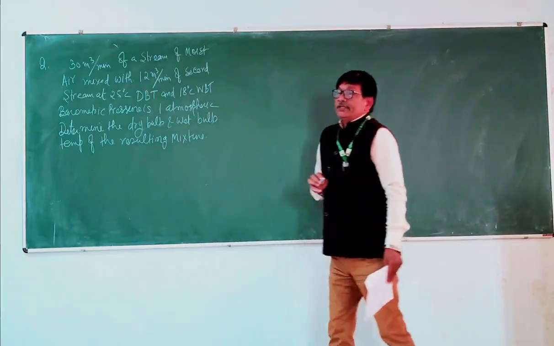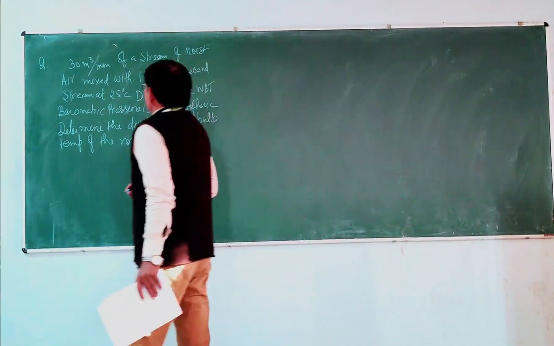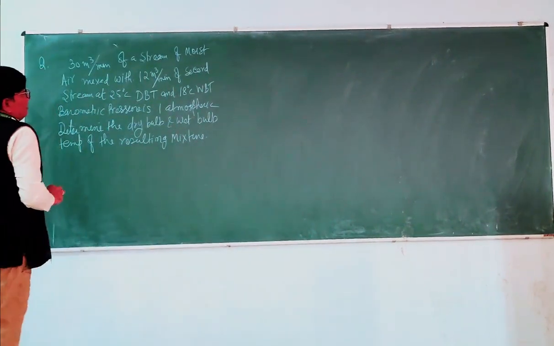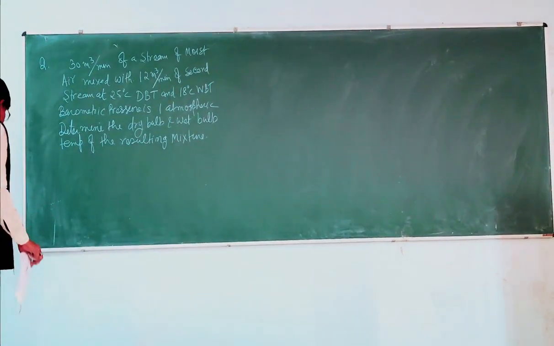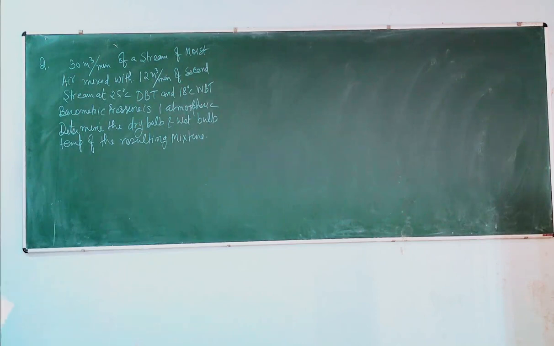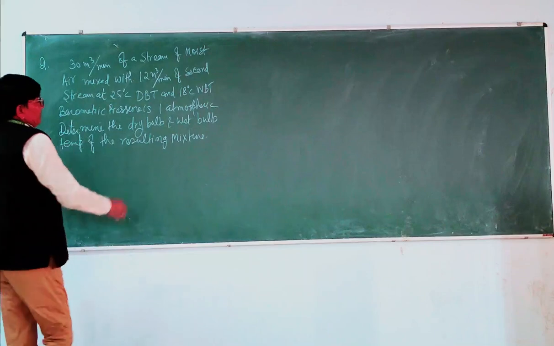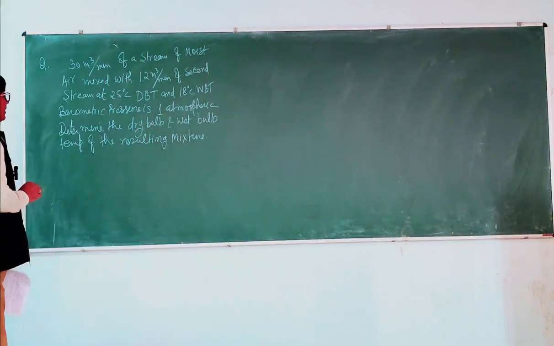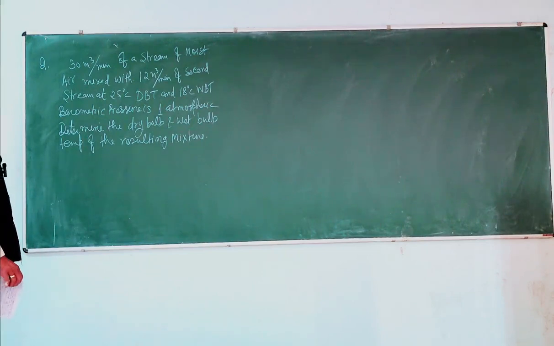So first you see the question. A 30 meter cube per minute stream of moist air is mixed with a 12 meter cube per minute second stream at 25 degrees centigrade dry bulb temperature and 18 degrees centigrade wet bulb temperature. Barometric pressure is 1 atmosphere. Determine the dry bulb and wet bulb temperature of the resulting mixture.